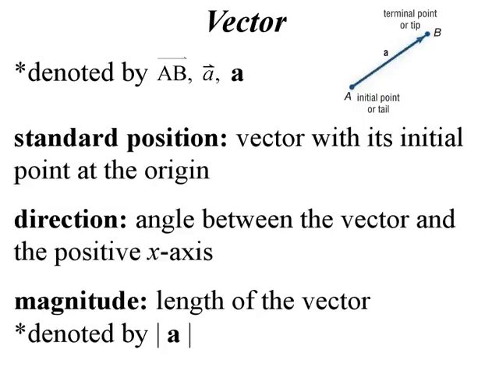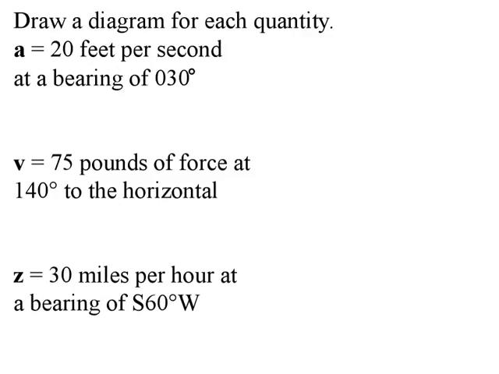Okay, so we're gonna go ahead and look at the next problem. Notice what it says. It says draw a diagram for each quantity. So this is what the first part of your homework is gonna look like. So A is 20 feet per second at a bearing of 30 degrees.